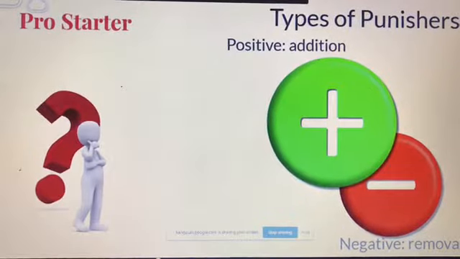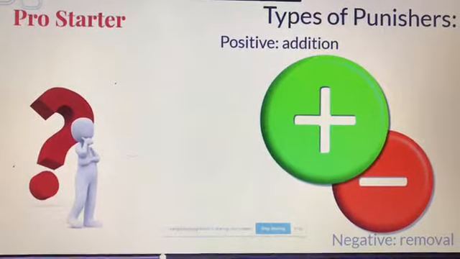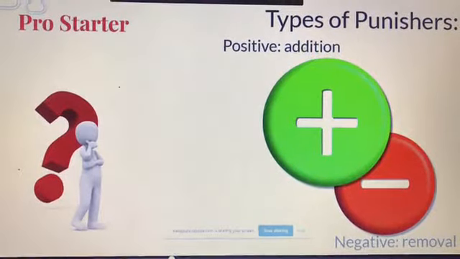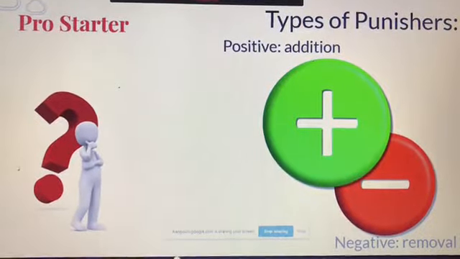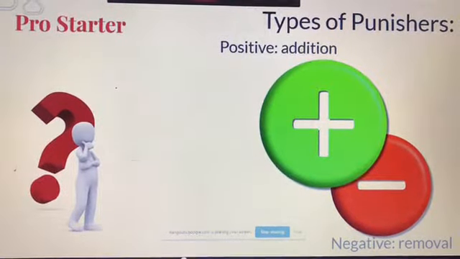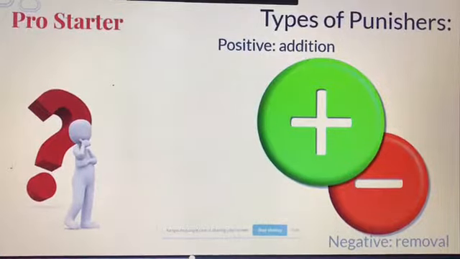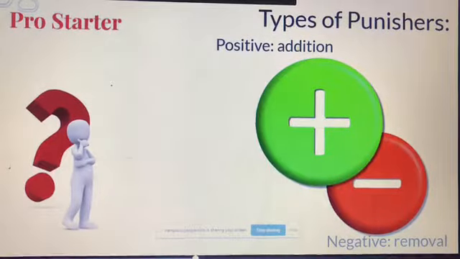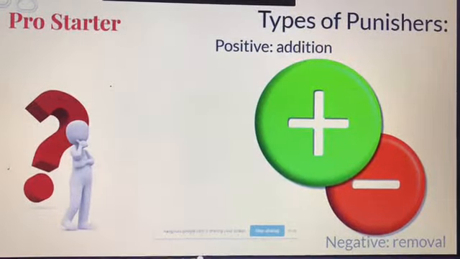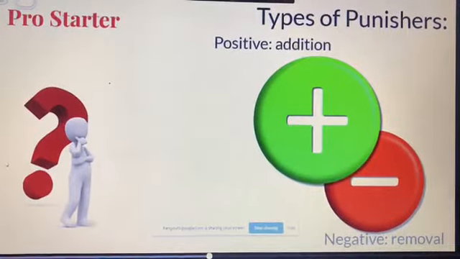There are two types of punishers. We'll be discussing positive and negative punishers. For negative punishers, I would like you to think of the removal, as this is when a stimulus is removed in order to decrease a behavior's frequency. In regards to positive punishers, I would like you to think of addition, because this is when a stimulus is added in order to decrease a behavior's frequency.